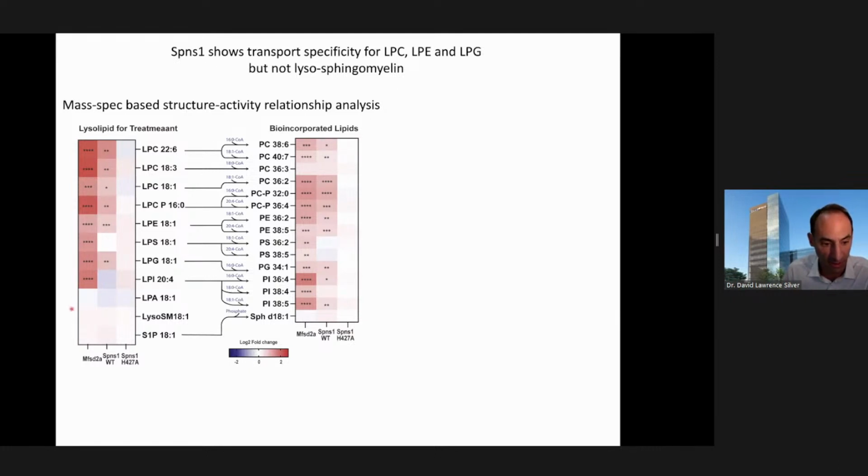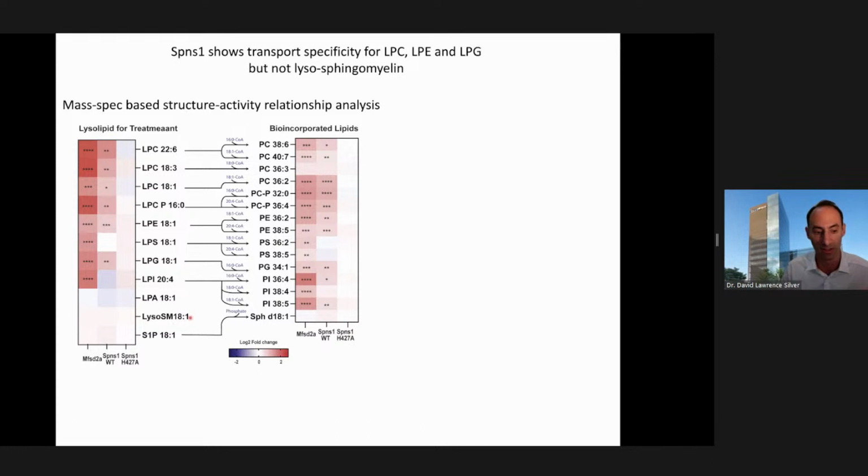And you can see down here at the bottom, neither of these two transporters transport lysophosphatidic acid, nor do they transport lyso-SM. That's also called sphingosine phosphorylcholine. So again, despite having the same head group, the phosphorylcholine head group, but in this case having a sphingosine backbone, SPNS1 does not transport this.